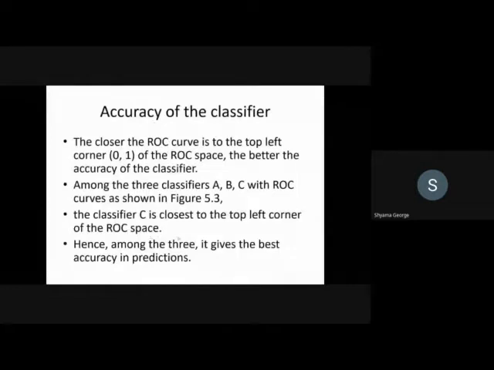The false positive rate is taken on the x-axis and the true positive rate on the y-axis. The ROC curves for three different classifiers are shown. Here, C is closest to the top left corner. This is the best accuracy in terms of prediction, because the top left corner is a perfect prediction, and the curve which is closer to the top left corner is more accurate. The area under the ROC curve determines the performance.